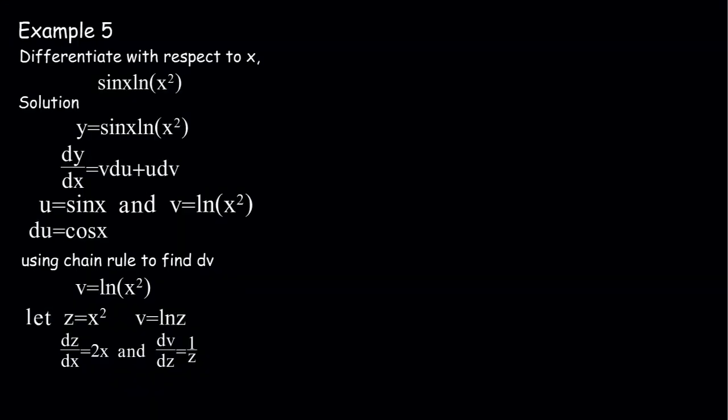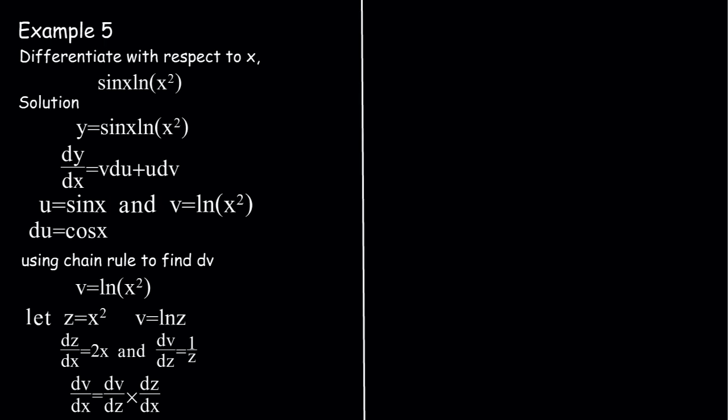Now our chain rule formula states that dv over ds is equal to dv over dz times dz over ds. Now substituting for dv over dz and dz over ds, dv over ds will be equal to 1 over z times 2s. Now substituting z to be equal to s squared and multiplying, dv over ds will be equal to 2s divided by s squared. 2s divided by s squared will be 2 over s. Therefore, dv over ds is equal to 2 over s.